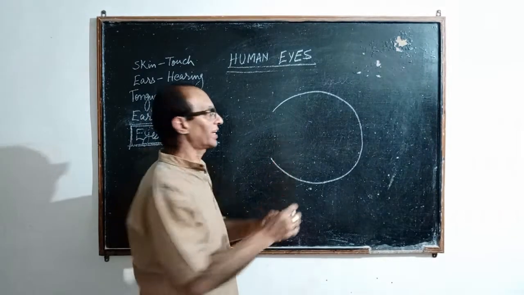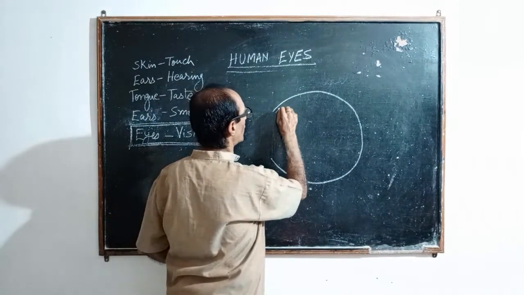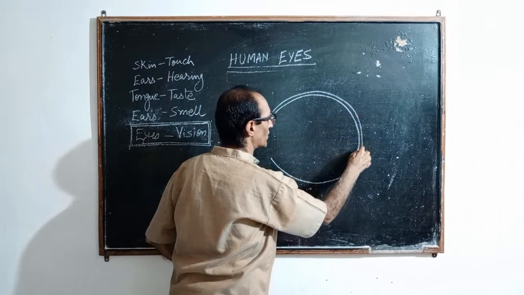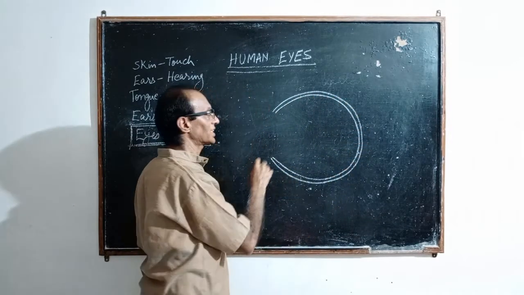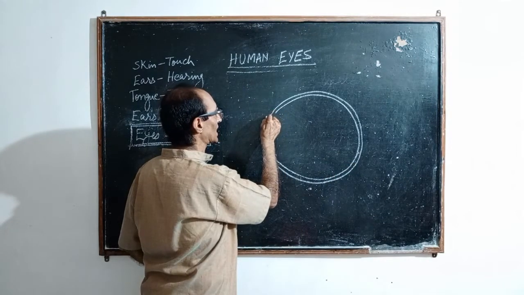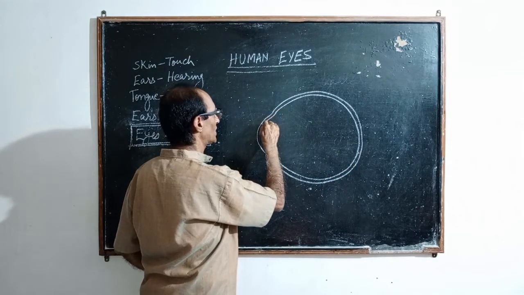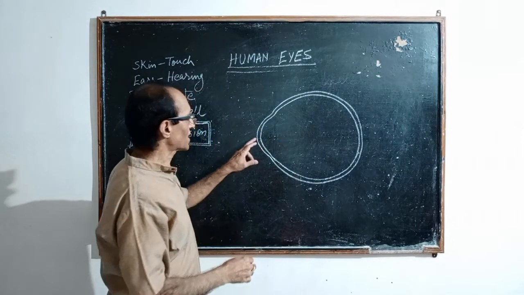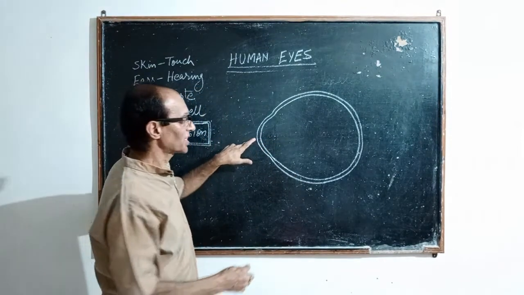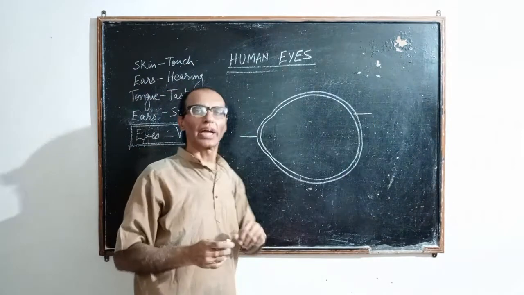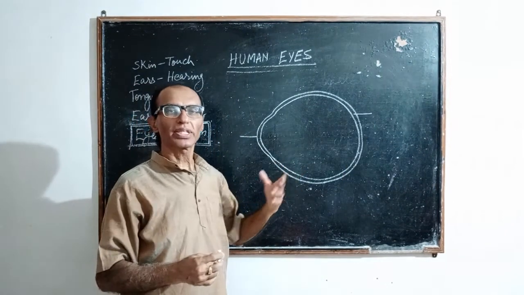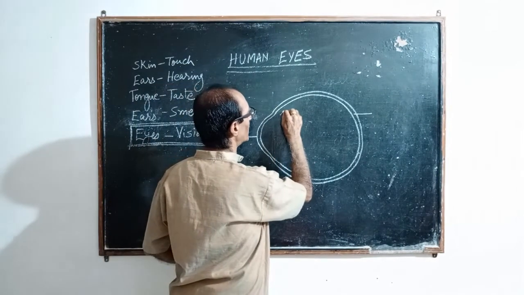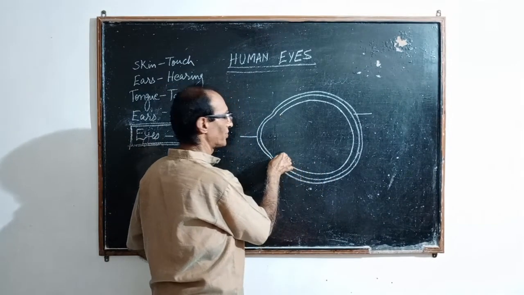Its outermost layer is called scleroid. This is protective in nature, and in front it is slightly protruded out, and this portion remains colorless, and that is what we call cornea. This layer is sclera or scleroid.